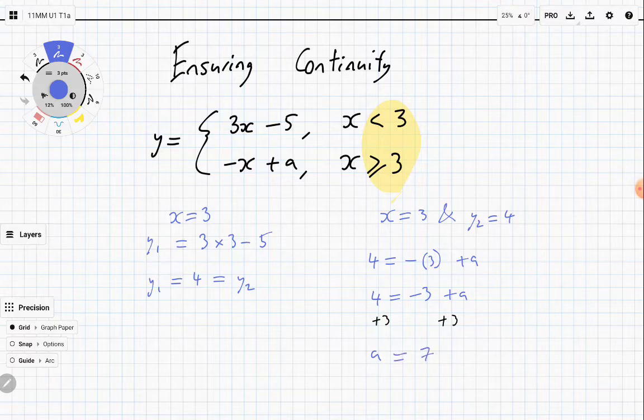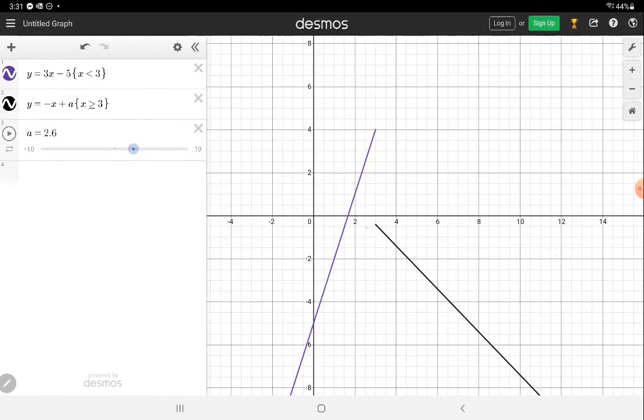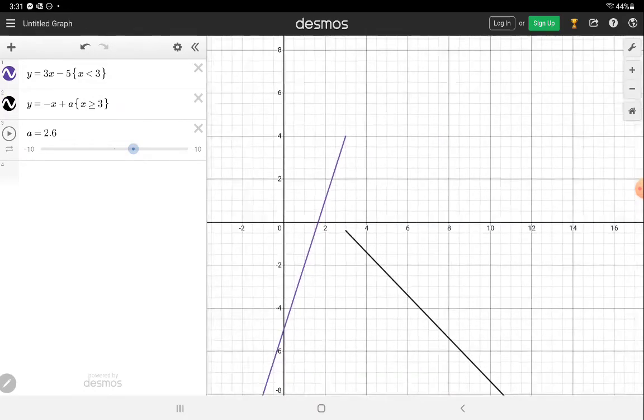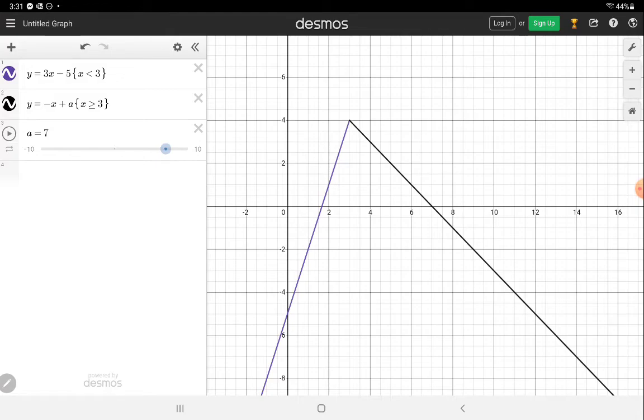And now what we can do is we can check this on Desmos. So you can see here I've just entered in using the Desmos piecewise function notation, so using the domains to restrict it. And you can see when a is equal to 1, right, I can play around with a. I've just turned it into a slider. When a is equal to 2.6, for example, you can see that this is not a continuous function because there is a gap between the blue line and the black line. But when I reach, and it's only at one particular value, it's at 7. And when a equals 7, it becomes a continuous piecewise function.